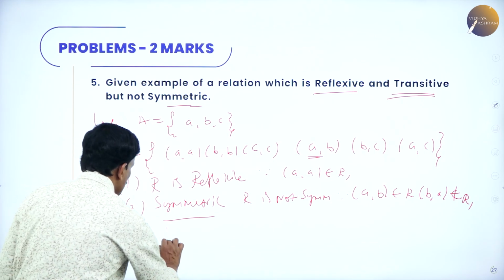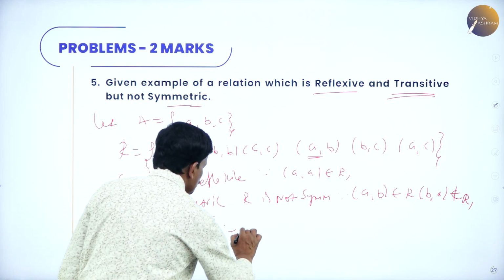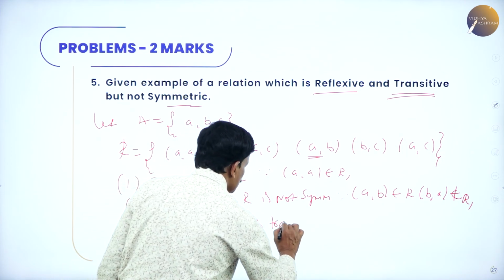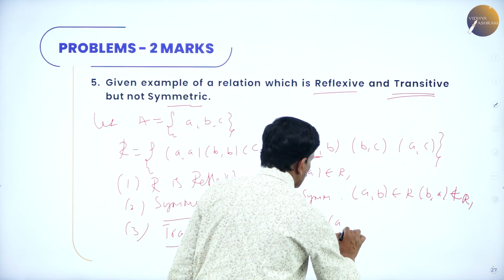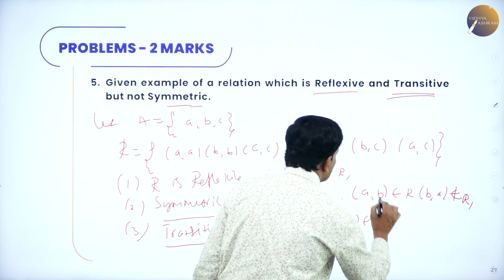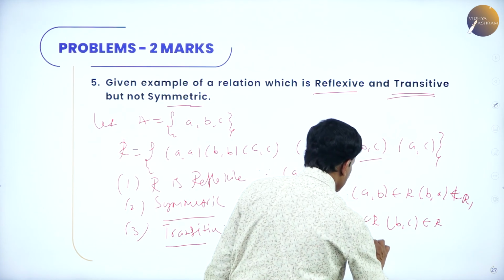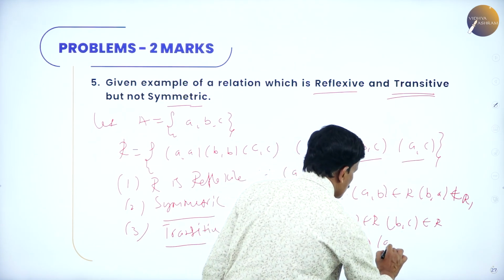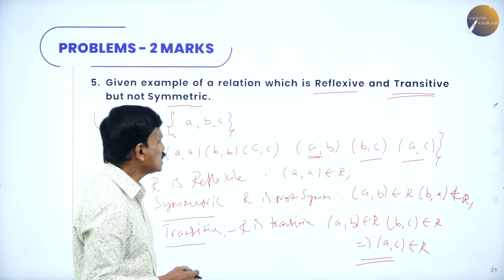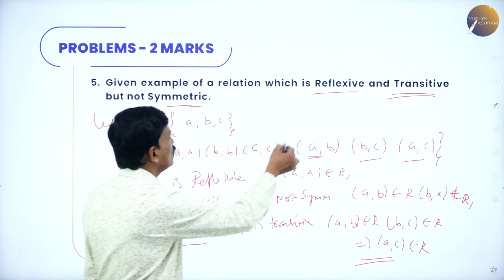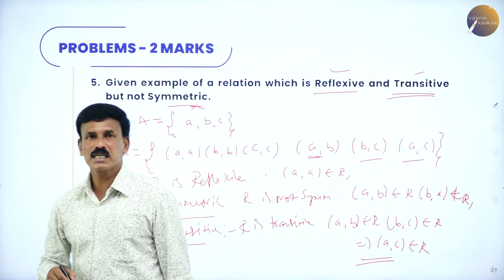Let us come to the transitive property. R is transitive because A comma B belongs to R and B comma C belongs to R implies A comma C also belongs to R. So therefore this is transitive. Hence this is an example for a relation which is reflexive, transitive but not symmetric.